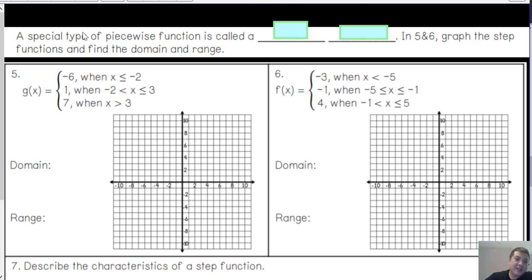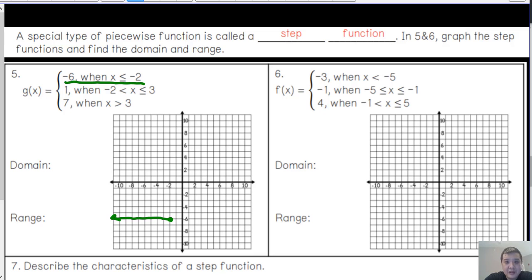A special type of piecewise function is called a step function. In 5 and 6, graph the step functions and find the domain and range. So here it says g of x is -6 when x is less than or equal to -2. So we'll graph that part in green. So it's -6 when x is less than or equal to -2, so we're going to have a full dot right here and go backwards because it's less than or equal to -2.